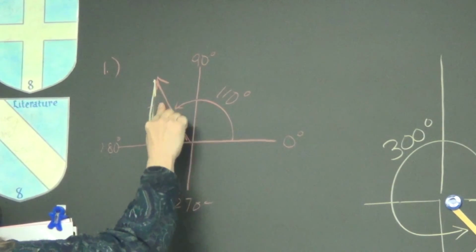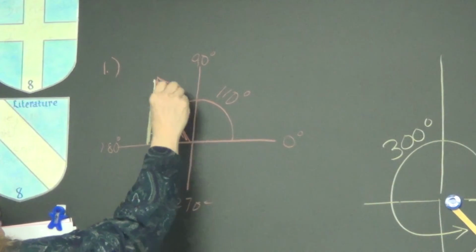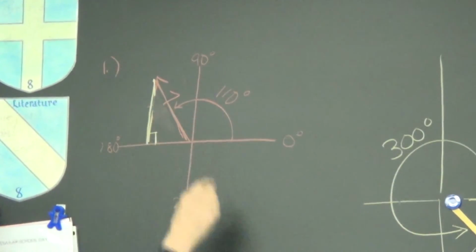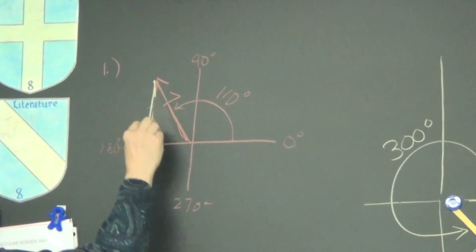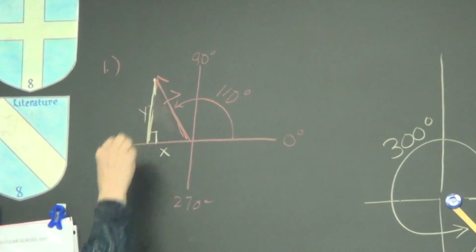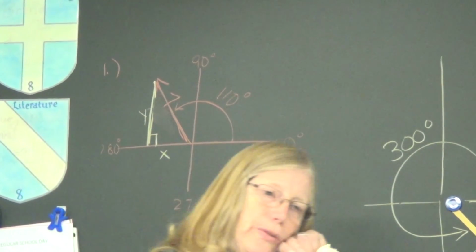Alright, so let me make this clear that this is 7. Alright, this is 7 and 110. So go ahead and see if you can find the x, mark x and y and find those values. Remember, it's sine for y and cosine for x.